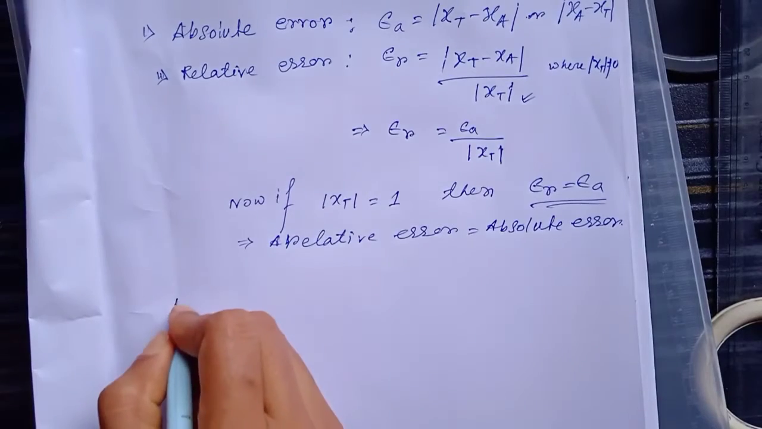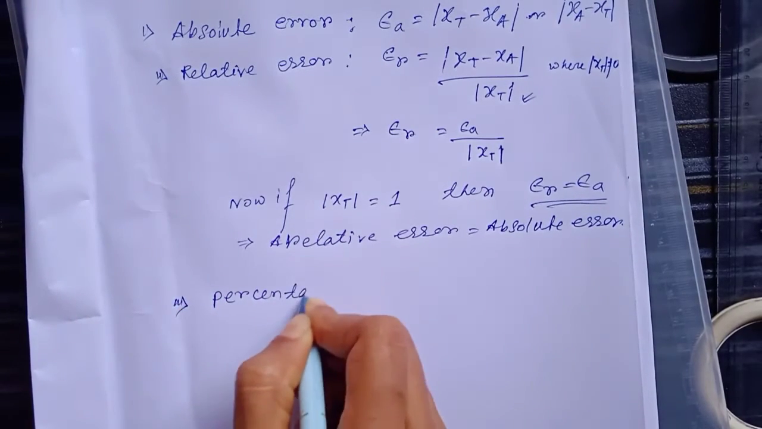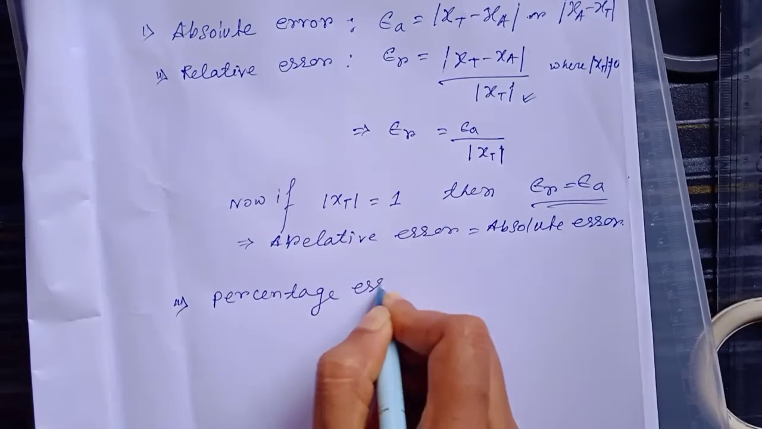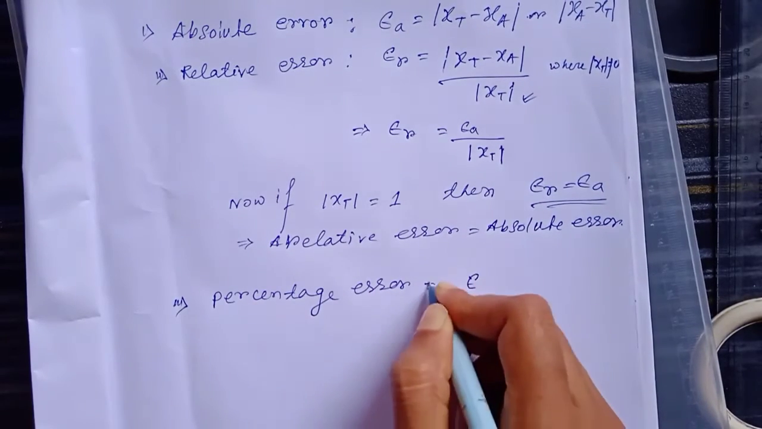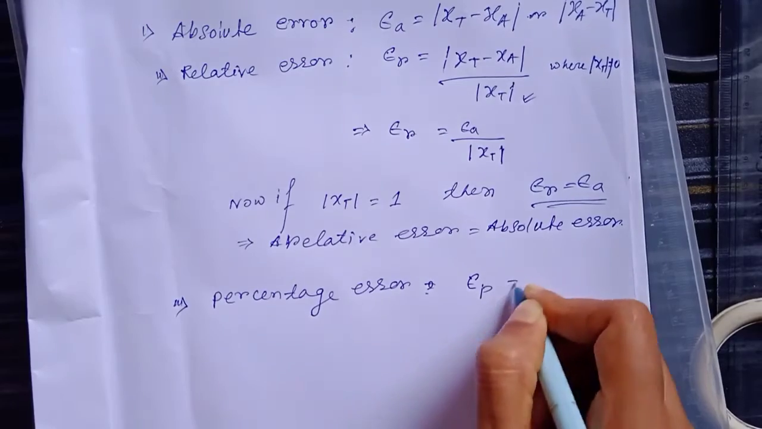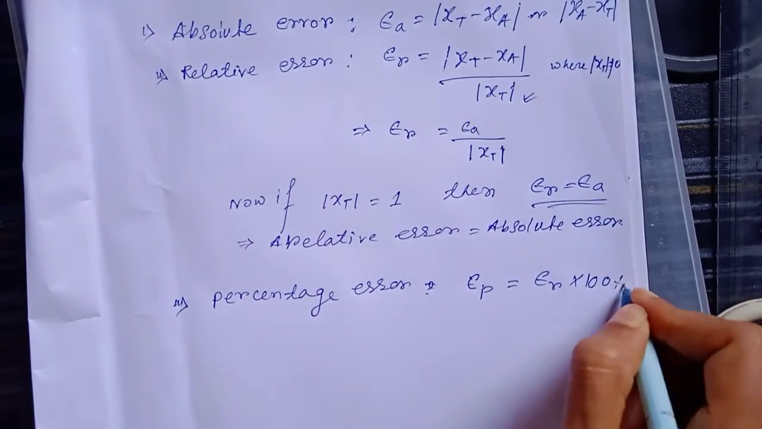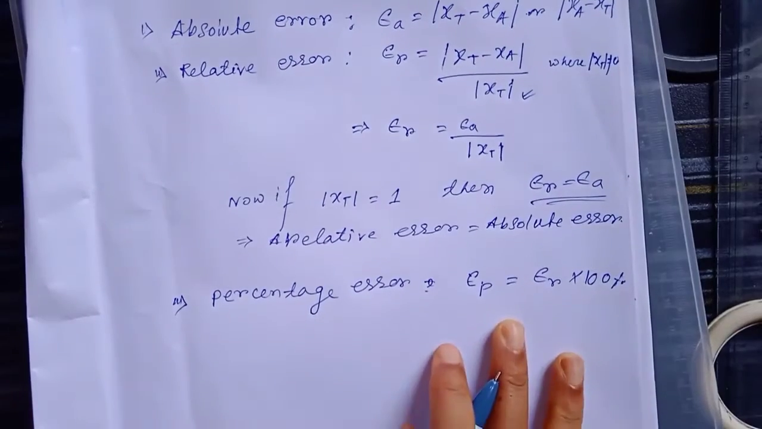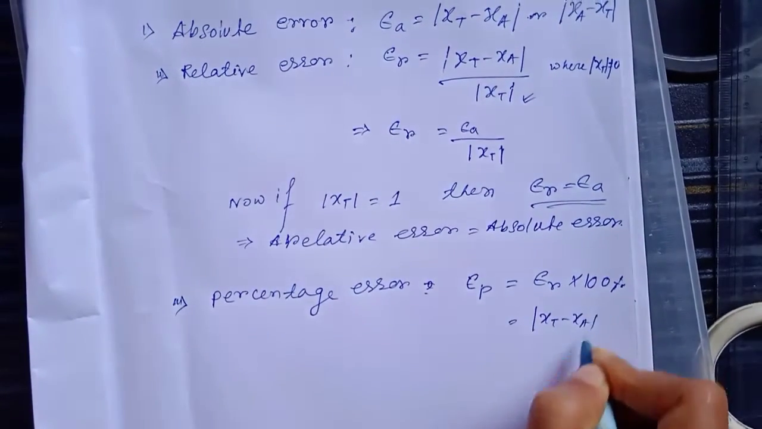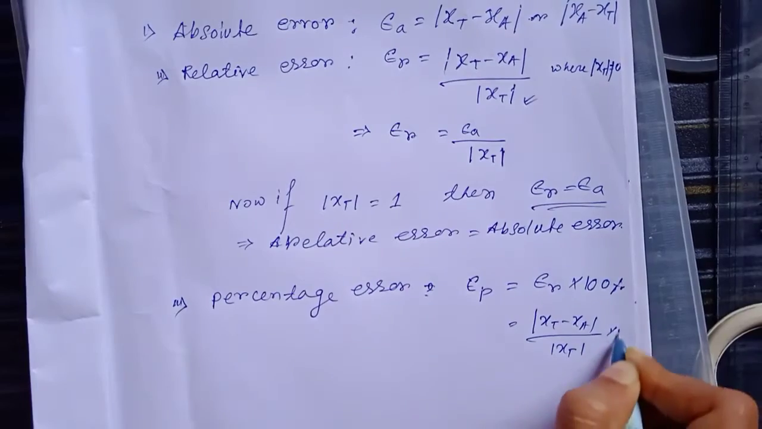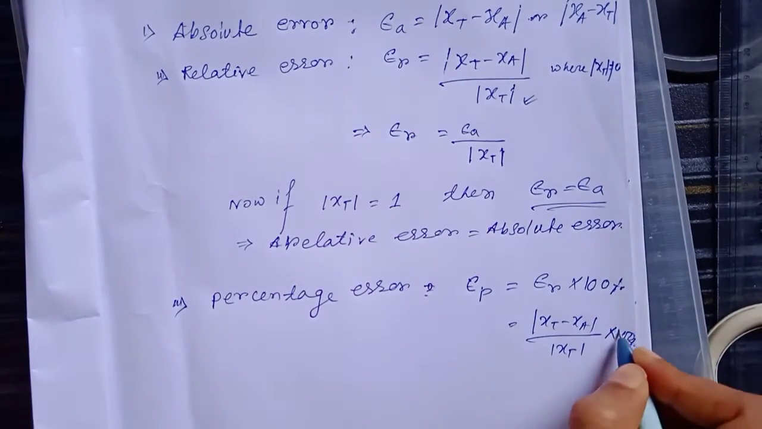Now what about percentage error? Percentage error can be defined as epsilon p, that is equal to epsilon r into 100. That means mod of xt minus xa by mod xt into 100%. So that is our percentage error.